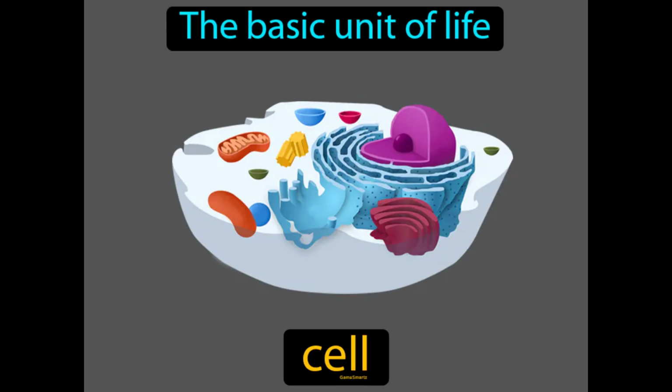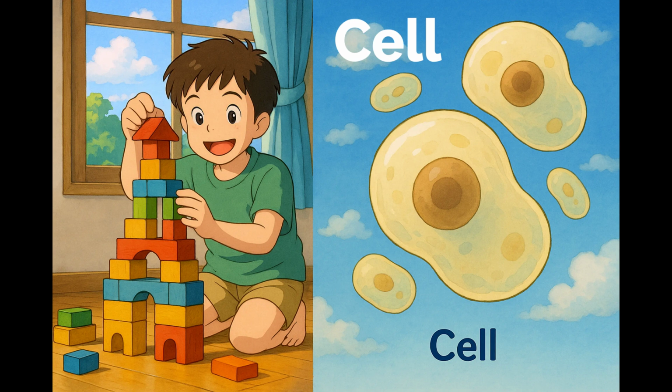The basic unit of life. Cell. A cell is the smallest living part of an organism that carries out essential functions. Imagine trying to build a complex structure, like a skyscraper, using only small, uniform blocks. Just as each block serves as a fundamental piece that contributes to the entire building's stability and function, a cell serves as the basic unit of life, forming the foundation of all living organisms.